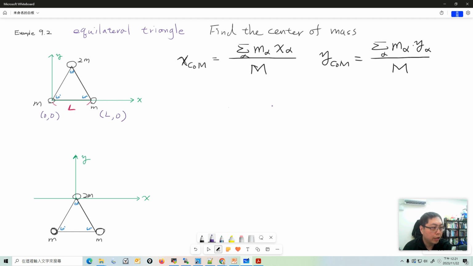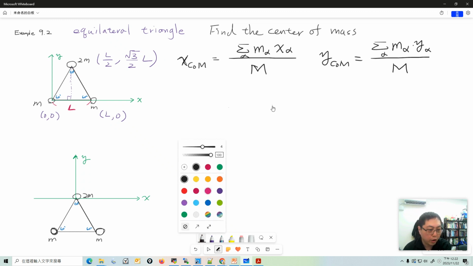It's an equilateral triangle, so I think we already have enough information. Let me draw a vertical line here. This should be L over 2. So the coordinate should be L over 2 and square root of 3 over 2 times L. These are the coordinates of the three particles in this coordinate system.